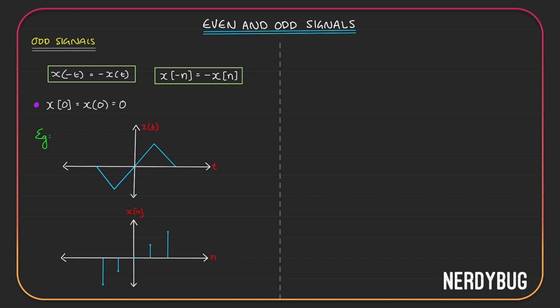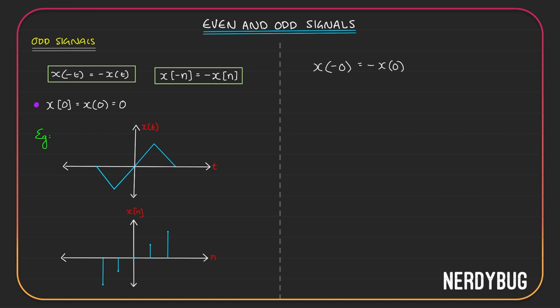Now, there is something that is very interesting about odd signals. We know that x of minus t should be equal to minus of x of t. Let us see what will be the value of this function at t equal to 0. That is, if I give t equal to 0, then I'll get x of minus 0 should be equal to minus of x of 0.